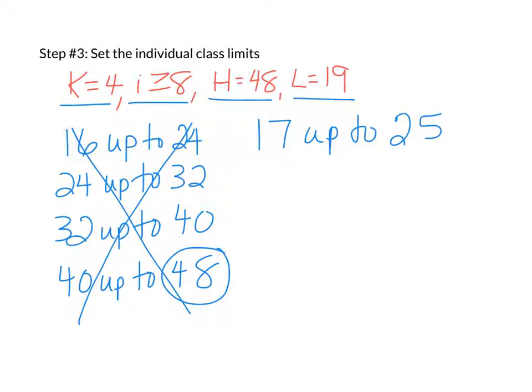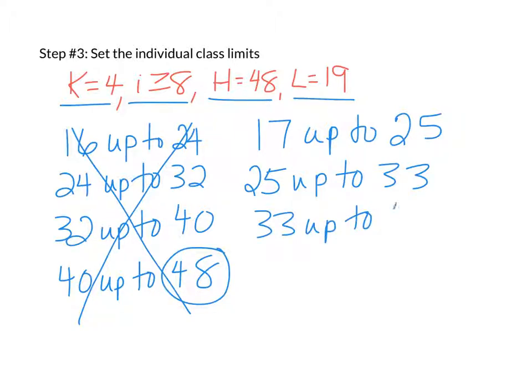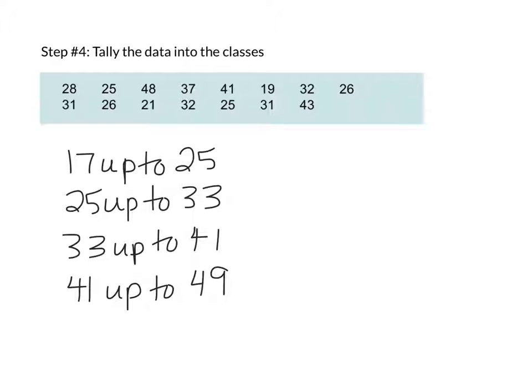So 17 up to 25, 25 up to 33, 33 up to 41, and 41 up to 49. So my highest value is accommodated, my lowest value is accommodated, so I'm going to go with those class limits.